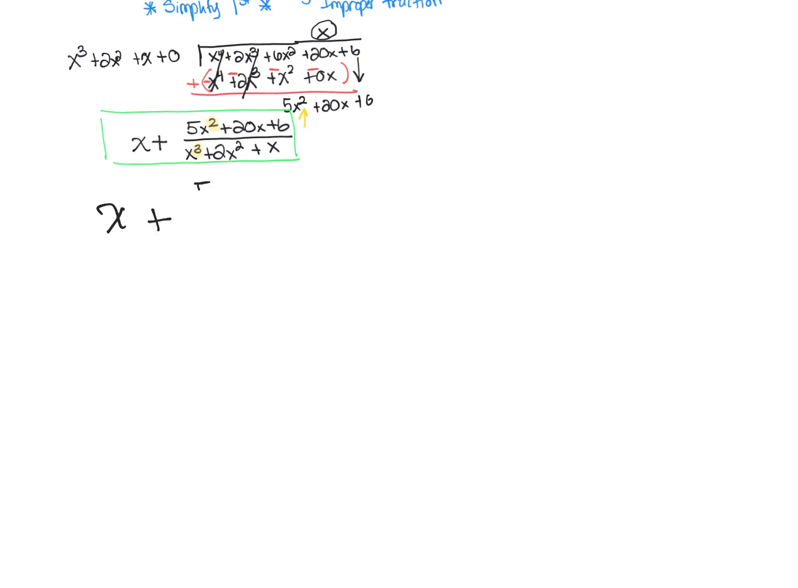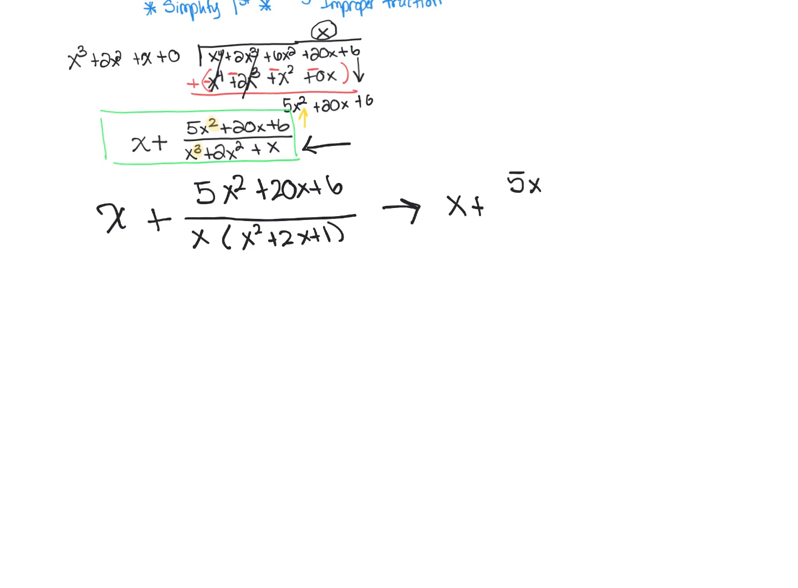But remember, my first math step in fractional decomposition is to factor that denominator. So I need to factor this thing right here. I can pull a GCF of an x out, then I get x squared plus 2x plus 1. That's not completely factored, so let's try one more time. I have my x plus 5x squared plus 20x plus 6 over x times this factors into x plus 1 times x plus 1. So I can write that as x plus 1 squared. Now I'm finally factored.